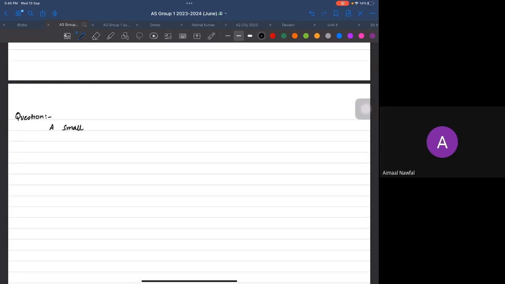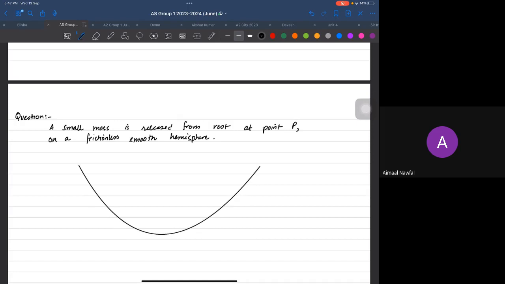A small mass is released from rest at point P on a frictionless, smooth hemisphere. All right, so it's basically like this.